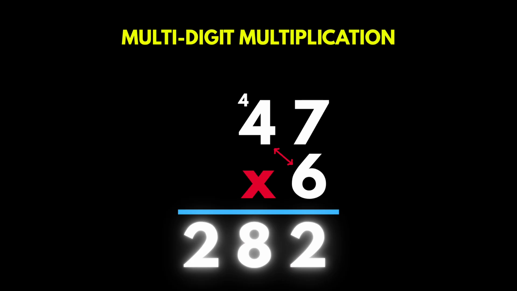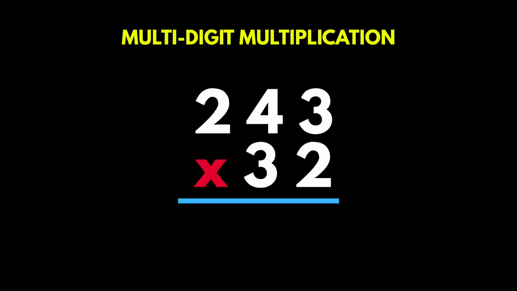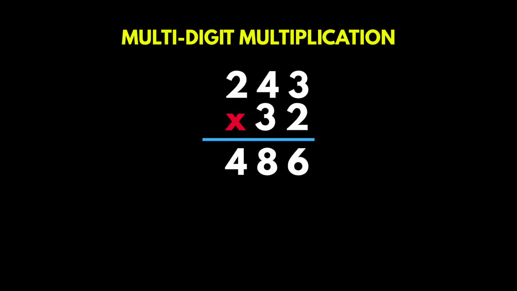Now let's do a 3-digit times 2-digit problem. This is where students tend to slow down. 243 times 32. Step 1. Multiply 243 by the ones digit, which is 2. 3 times 2 is 6. 4 times 2 is 8. 2 times 2 is 4. The first partial product is 486.